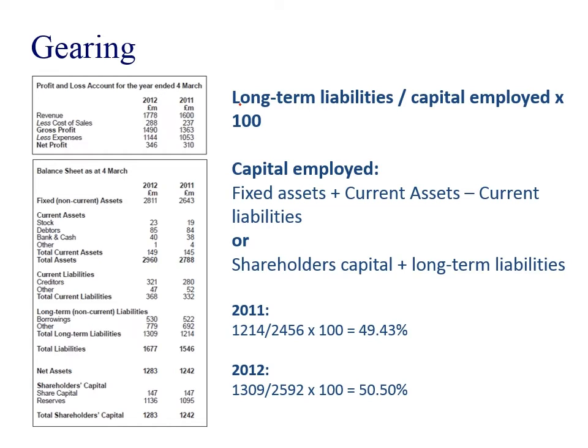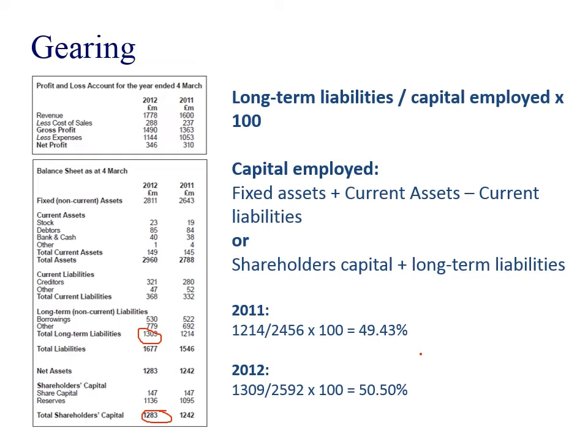Now, there are two ways of working this out. I always do it this way, and that means that if you get a number that's above 100, you've done it wrong, so go back and try again. But we can see here long-term liabilities, and we have to divide by capital employed, which is your shareholders' capital plus your long-term liabilities. And we can see there that this is the difficult one. Has it improved or deteriorated? Around about 50%, it's sort of in the middle.